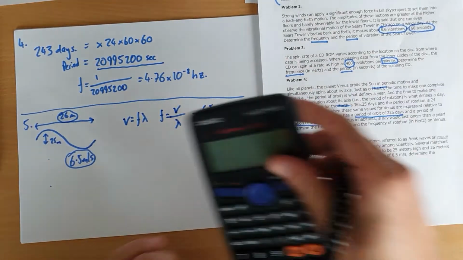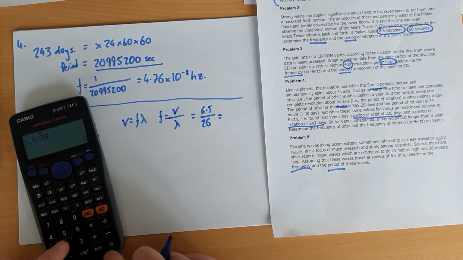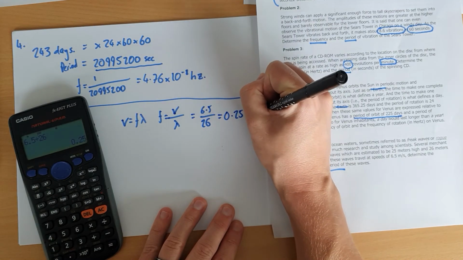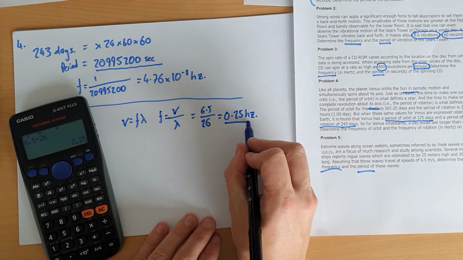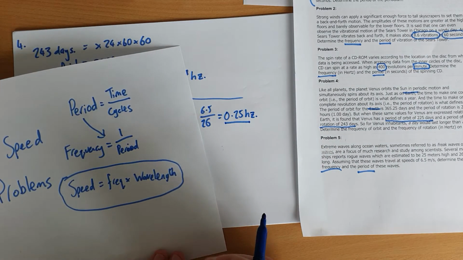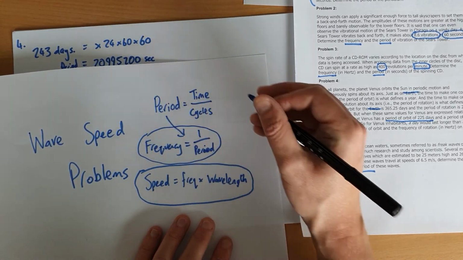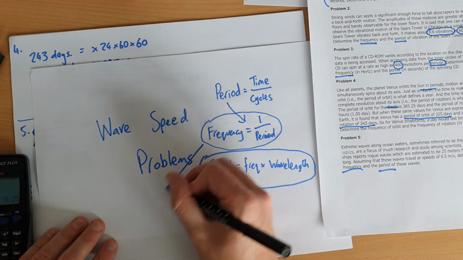Again, we get our calculator out. 6.5 divided by 26. So that gives us 0.25 hertz. So we now have a frequency. So that's the first stage of the question done. Now we want to work out the period of the wave. So in order to do this, we're going to take this formula here and we're going to rearrange it. Okay, so I'm going to rearrange it very quickly down here.